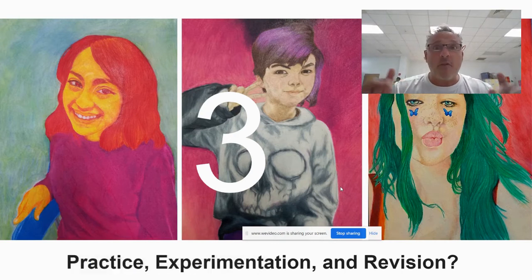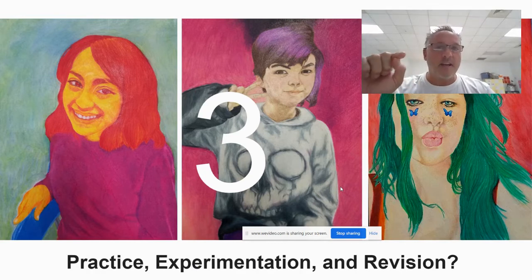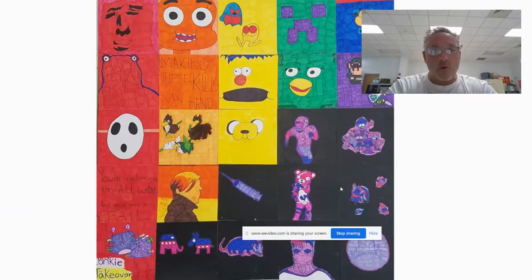Now, let me say something right now. A 3 is great. If you can get a 3, that's what we're shooting for. This is a great portfolio, a great body of work. But he could have taken it a little bit further and gotten a 4. Let's see how. Now, this is Aiden's work from last year.